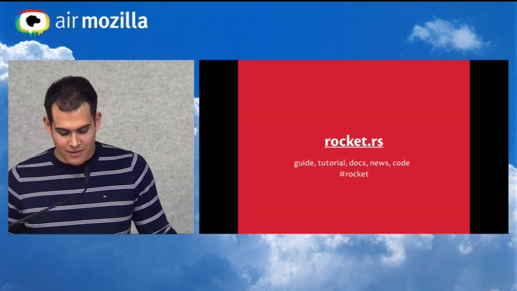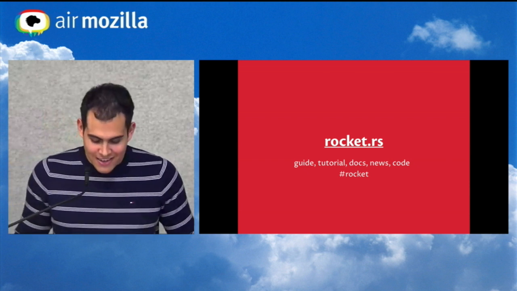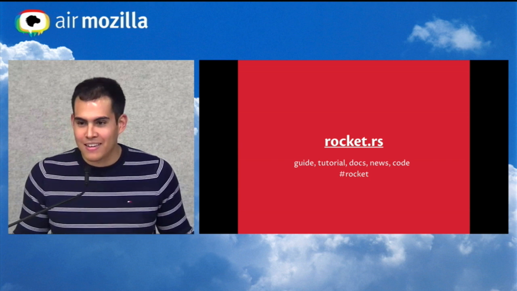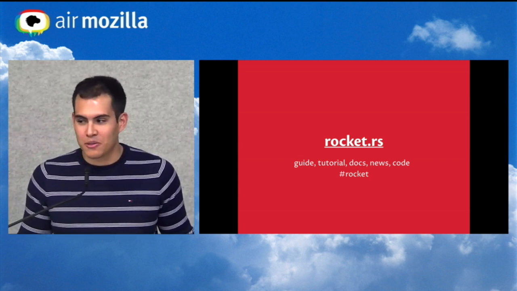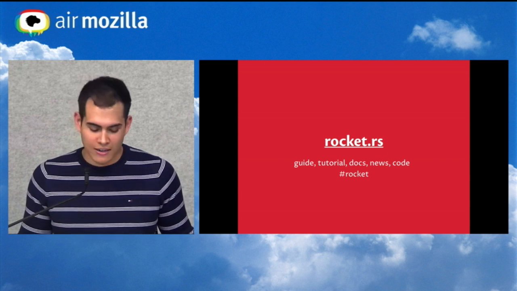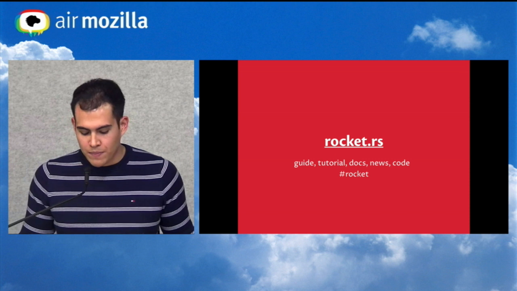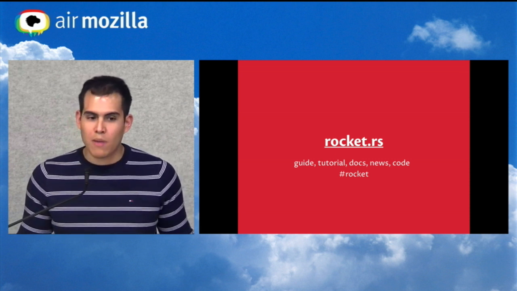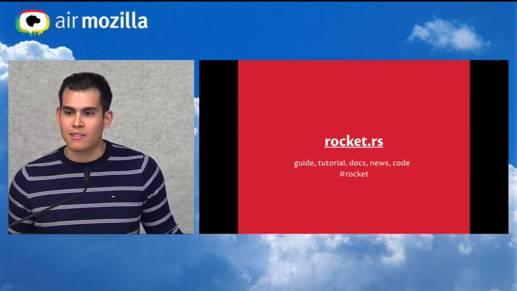There's a website. You can go there with your web browser, and there's stuff there. There's a guide. There's a tutorial. There's a bunch of documentation, news. You can get to the GitHub page from there. There's a lot of docs. The guide is pretty big. And then we're also on irc.mozilla.org at #rocket, and we're on Matrix as a bridge channel, if you know or care what Matrix is. All right, that's Rocket.